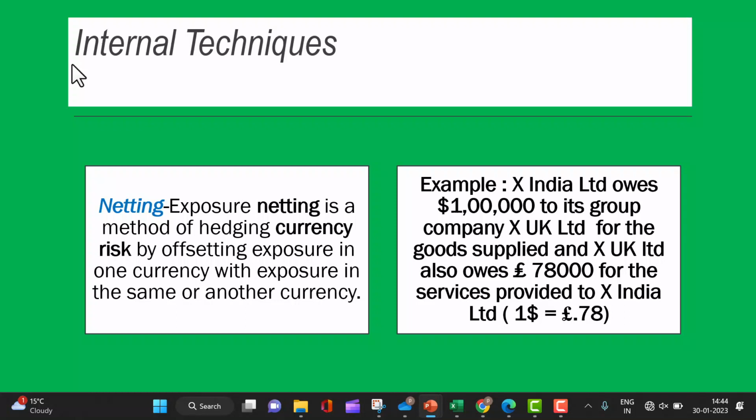Now, that was a dollar versus dollar. Now, here is dollar versus pound. So, X India owes $1 lakh to its group company X UK Limited for the goods supplied. And X UK Limited also owes 78,000 pound for the services provided to India. Now, suppose that $1 is equal to say pound 78, then of course the receivable and the payment get knocked off. Okay, then nothing is transferred, and we can have squaring up the amount with the same companies. Then there is no foreign currency risk to either you or to your company abroad.